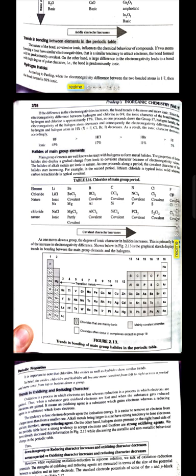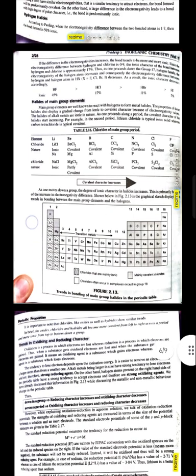Halides of main group elements. Main group elements are well known to react with halogens to form metal halides. The properties of these halides also display a gradual change from ionic to covalent character because of electronegativity values. The halides of alkali metals are ionic in nature. As one proceeds along a period, the covalent character of the halides starts increasing. For example, in the second period, lithium chloride is a typical ionic solid, whereas carbon tetrachloride is typically covalent.